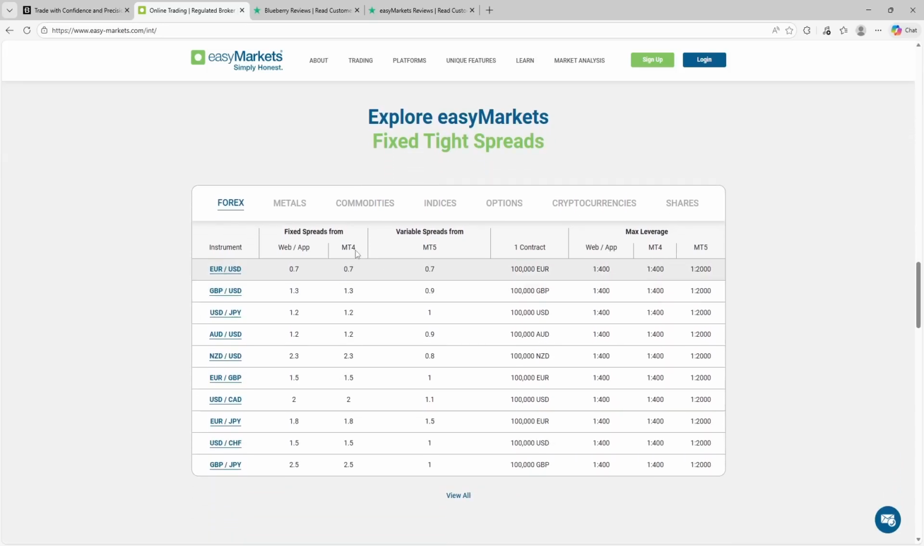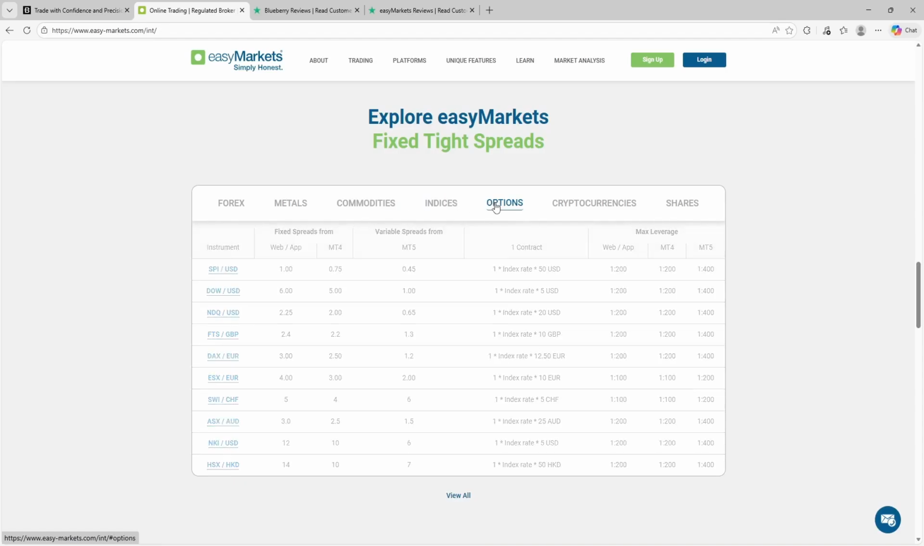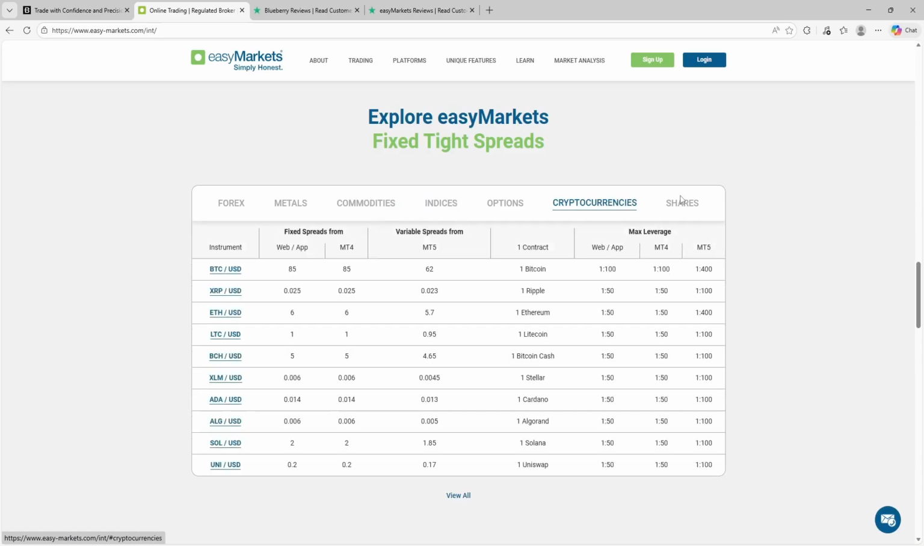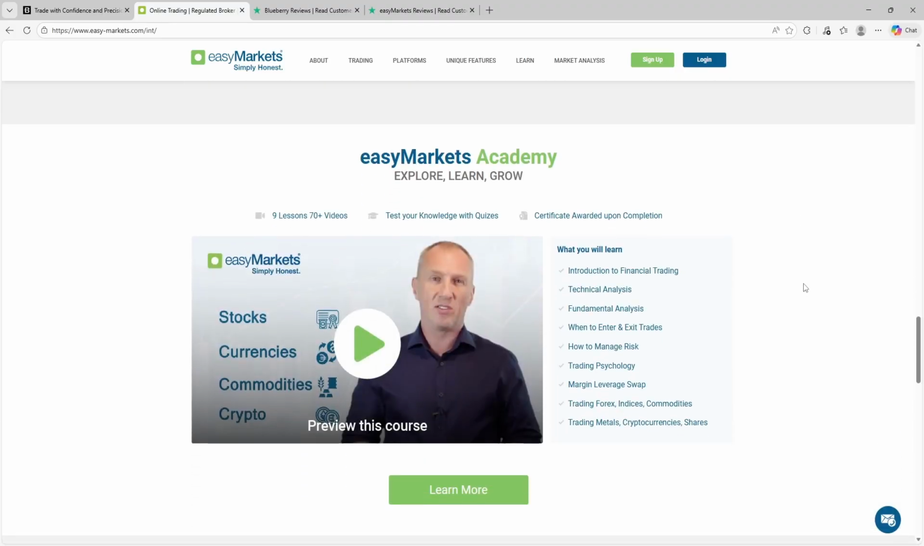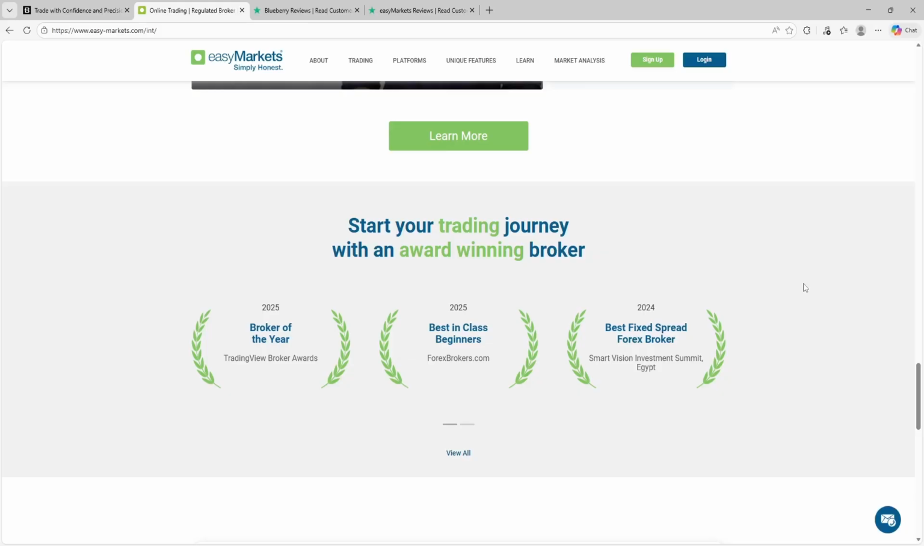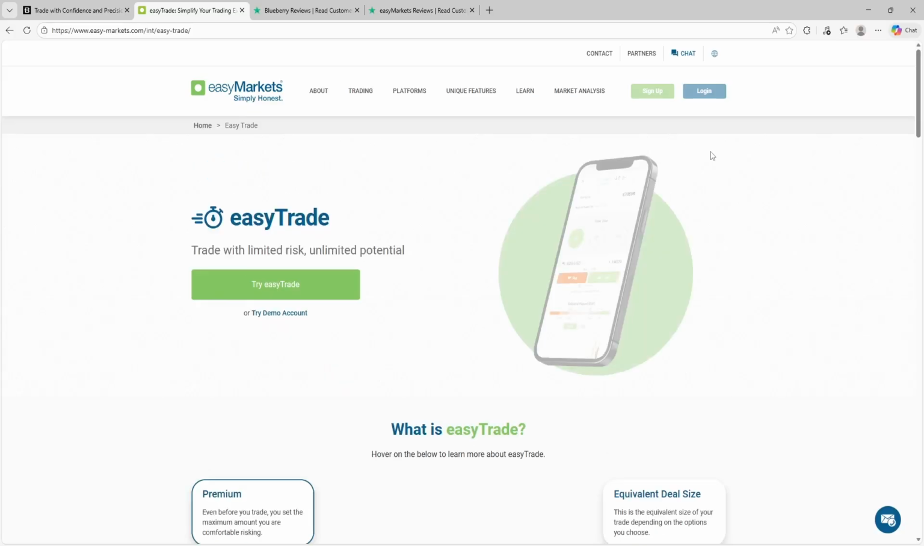easyMarkets also includes deal cancellation on select instruments, allowing traders to cancel losing trades within a short window for a small fee, adding another layer of downside control. Traders can access easyMarkets through its proprietary web and mobile platform, TradingView integration, and MetaTrader 4 and MetaTrader 5. Educational content, daily market analysis, fundamental insights, and Trading Central tools are integrated directly into the platform, supporting traders who are still developing their skills.